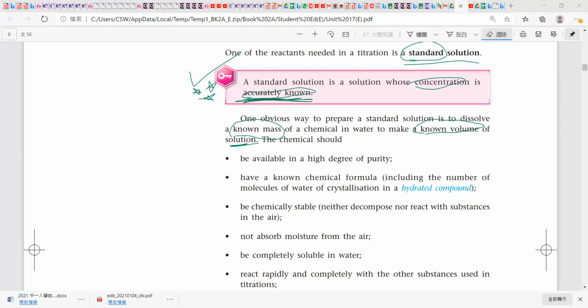The answer is no. If 1 gram of NaCl occupies 0.5 cm cube of volume, is it then 0.5 cm cube plus 100 cm cube, giving 100.5 cm cube? The answer is no. Why? Because in the solution, sodium ion and chloride ion are solvated.